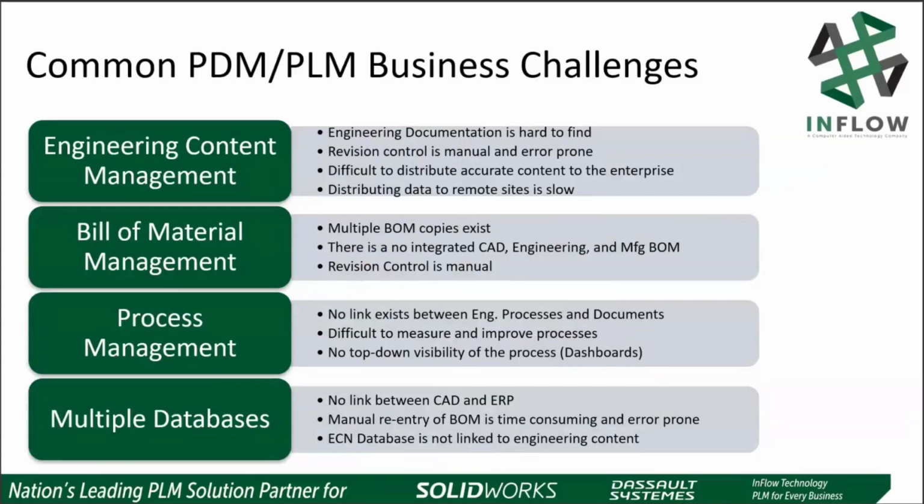You know, we've got engineering content management. So oftentimes people will have their content saved all over a network drive and there's no consistent place. So it's really hard to find things. Or maybe their revision control is manual. You know, when you get all the way through the alphabet, someone might use AA and someone might use AB.